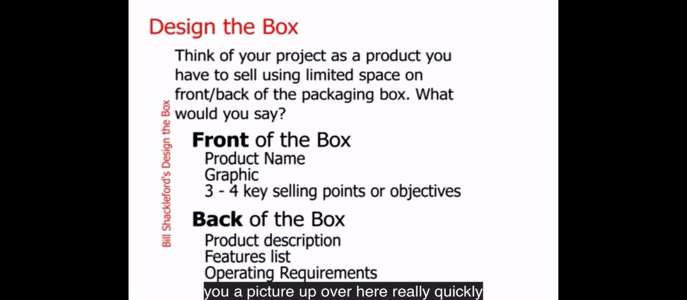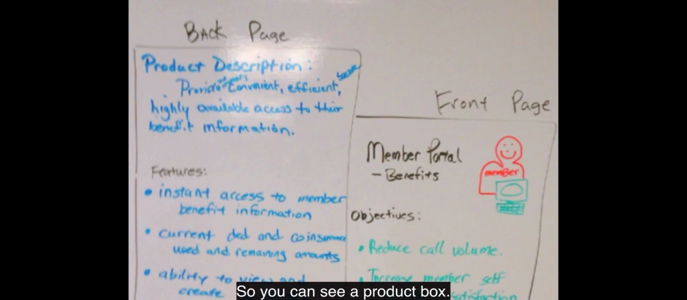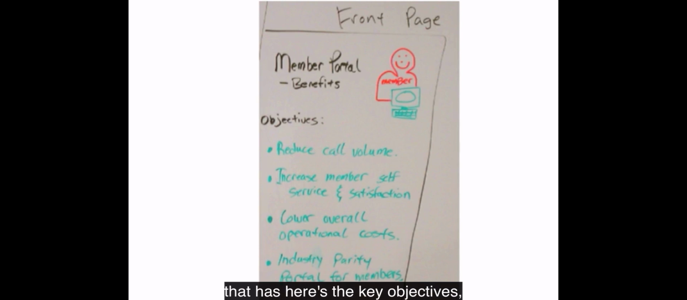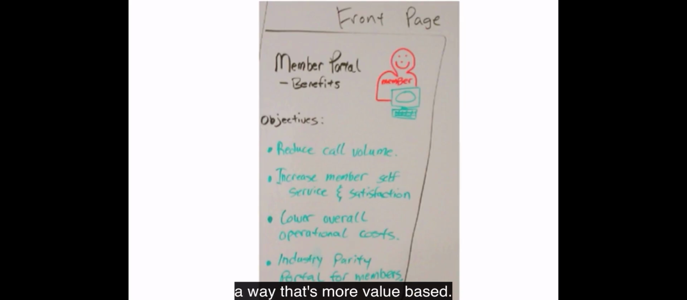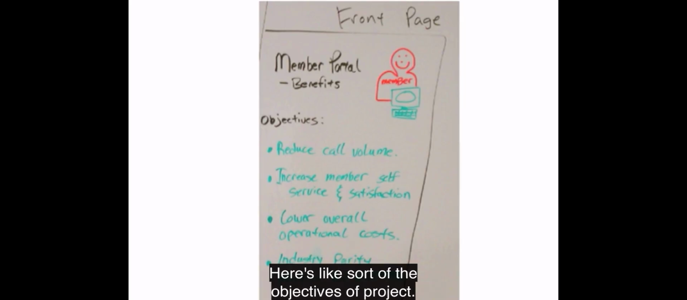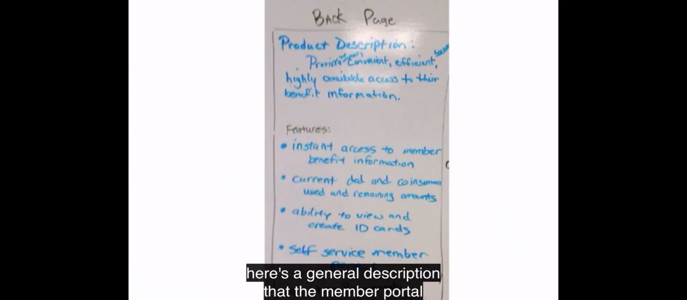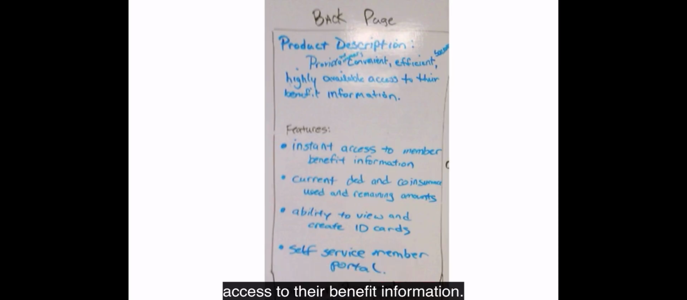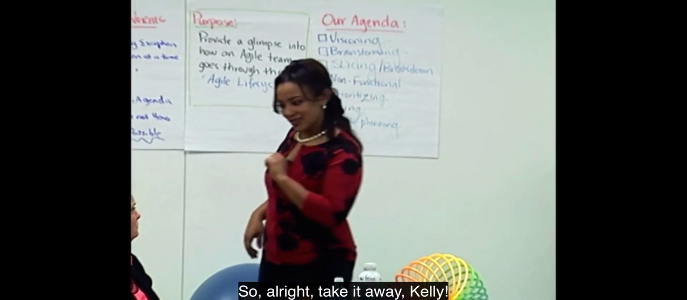I am going to show you a picture up over here real quickly of a couple of examples of other visions, so you can see a product box. So this is a front page of a member portal site that has, here's the key objectives, which is reducing call volume, increasing self-service. Notice that they're written in a way that's more value-based. Here's sort of the objectives of the project. But then the back of the page has, here's a general description, that the member portal provides convenient, efficient, highly available access to their benefit information. And then here's the features that will be delivered. So, all right, take it away.